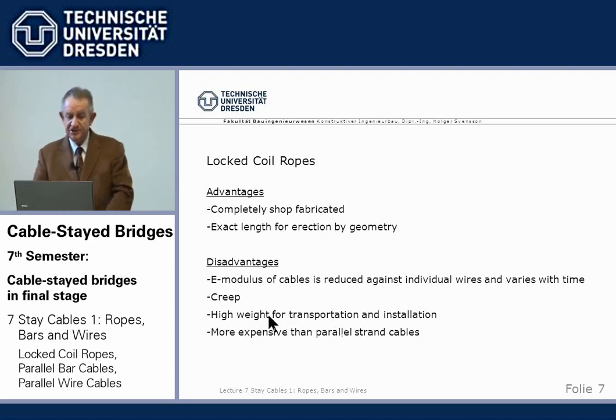The disadvantages: they have a reduced modulus of elasticity. They creep because of that, the spherical wires are pressed together. They become closer if you pull them. We'll see that in detail. Of course, shop fabricated, so the complete cable has to be put on reels, heavy. For large bridges, in the tens of tons, heavy transport. And now the killer argument today worldwide: they are more expensive on the open market than parallel strand cables.